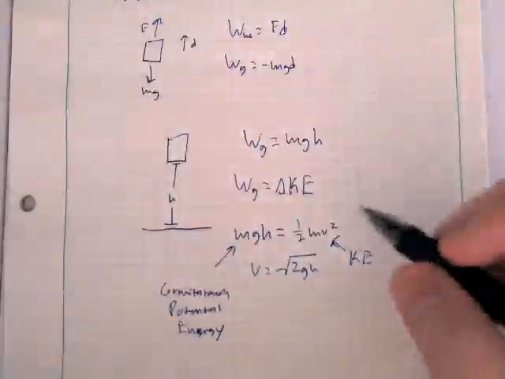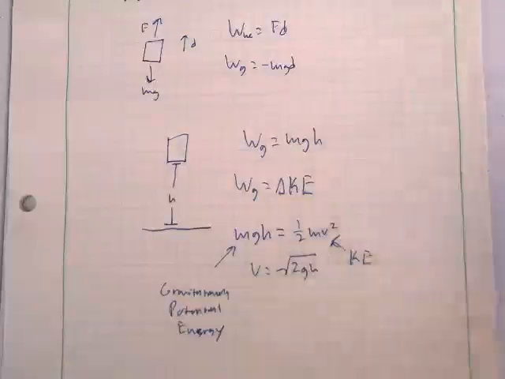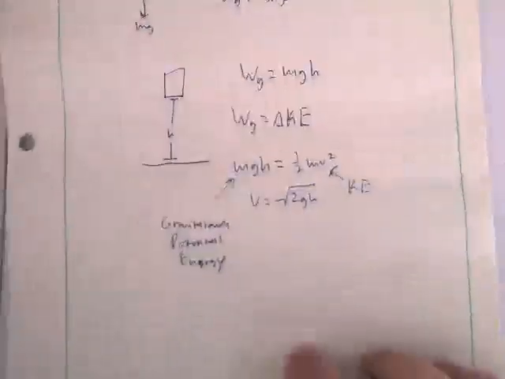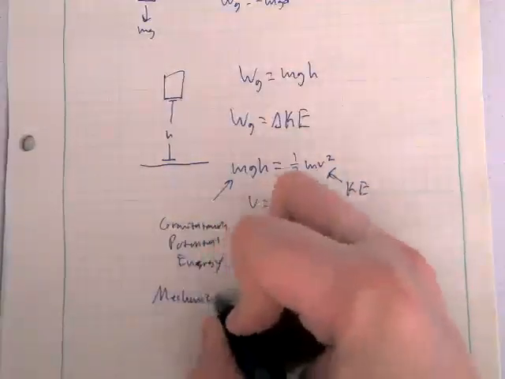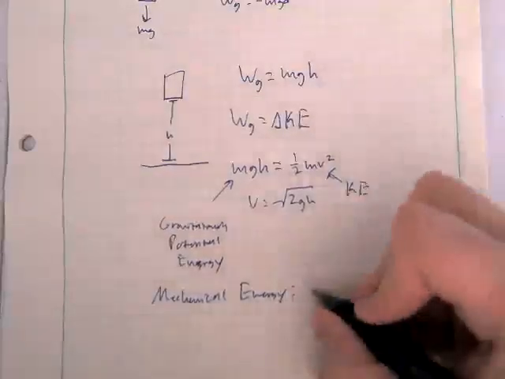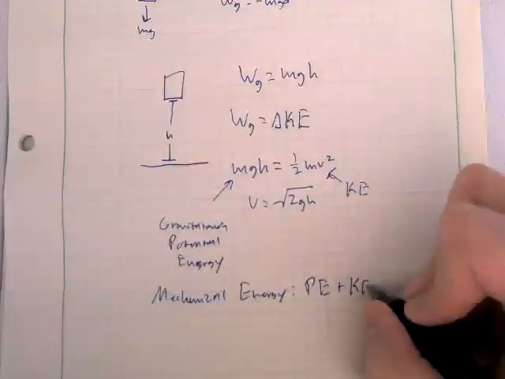And so we actually do have a specific term for the total amount of gravitational potential energy and kinetic energy. It's very important to understand and make sure to keep track of. It's called mechanical energy, and we're going to call it potential energy plus kinetic energy.